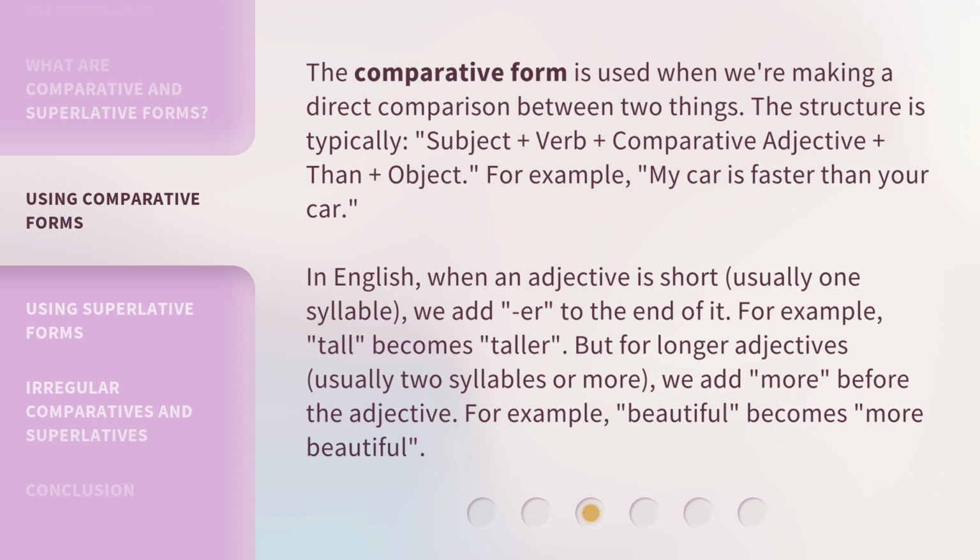In English, when an adjective is short, usually one syllable, we add "er" to the end of it. For example, tall becomes taller. But for longer adjectives, usually two syllables or more, we add "more" before the adjective. For example, beautiful becomes more beautiful.